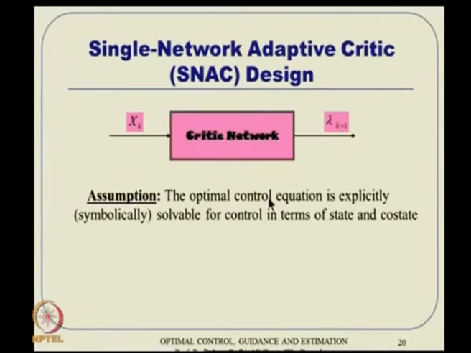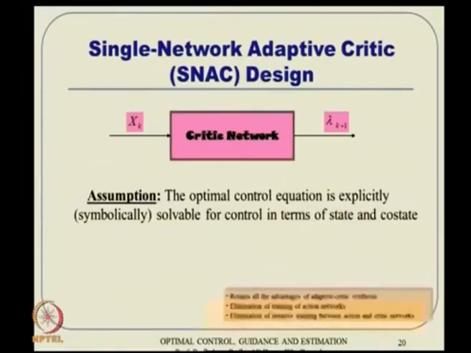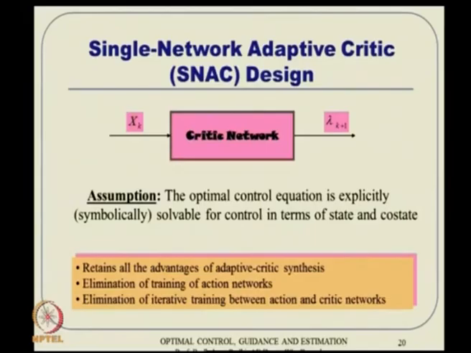So, I really don't need to have X1 network training as a part of the training procedure actually. So, it retains all the advantages of adaptive critic synthesis, essentially eliminates the X1 network, and also eliminates the iterative training between X1 and critic actually. So, that is also gone there actually.